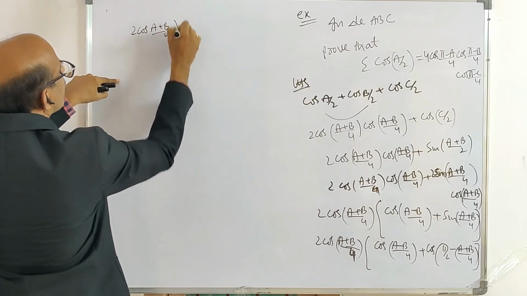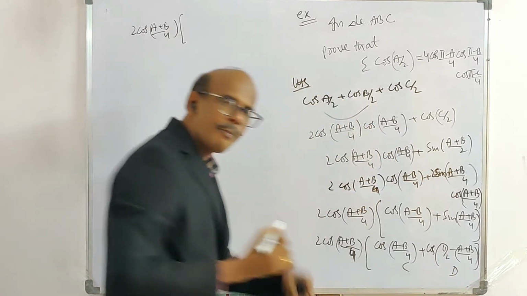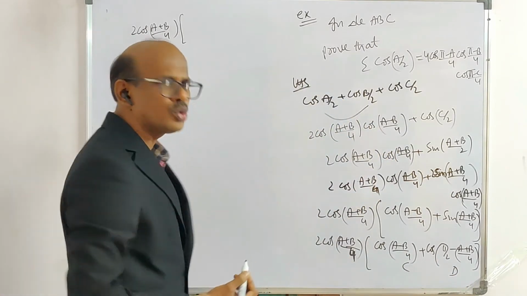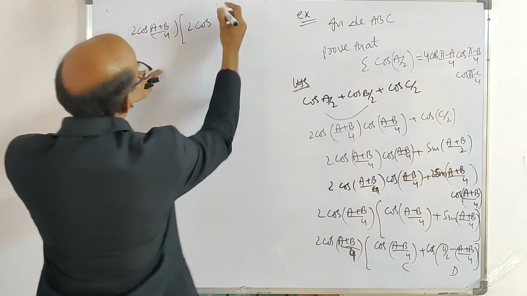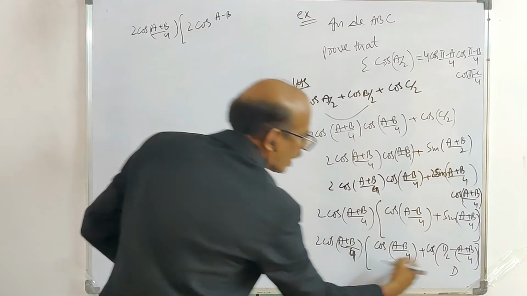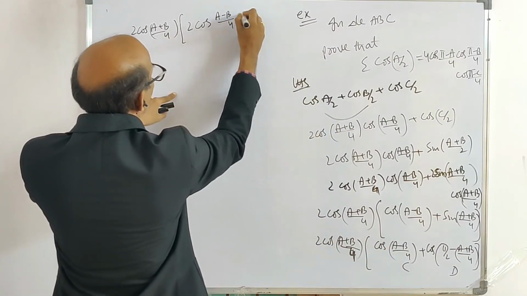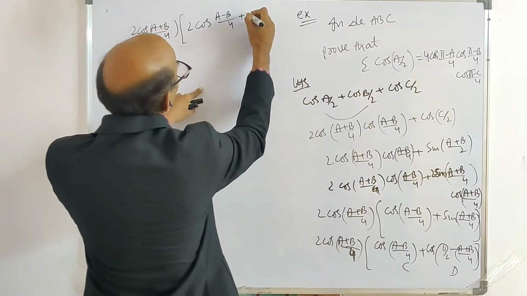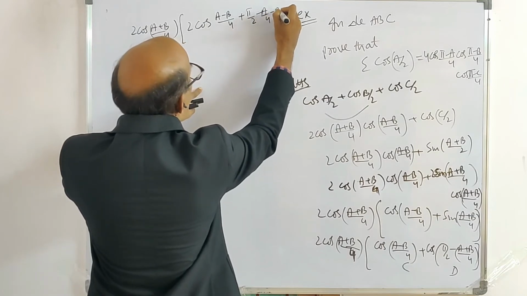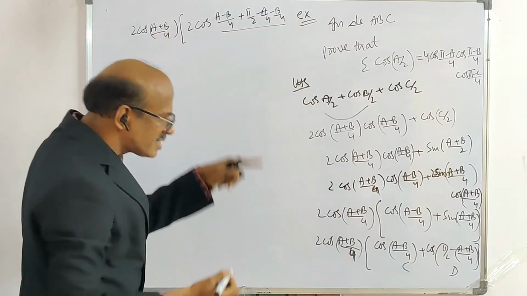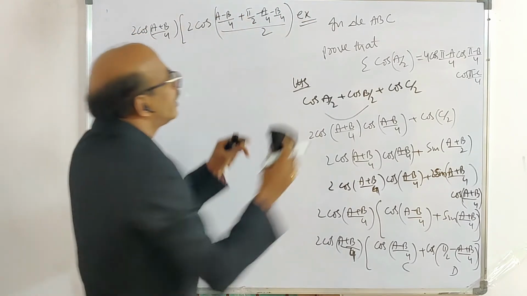Now, 2 cos of (a plus b)/4 as it is. And now I am using c and d, applying the transformation cos c plus cos d equals 2 cos((c plus d)/2) cos((c minus d)/2). So it will be 2 cos of (c plus d)/2, that is, over 4 as it is for both. C plus d means it will be pi/2 minus a/4 minus b/4. Overall, it will be like this. I think it is clear.